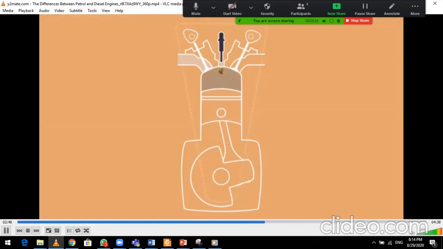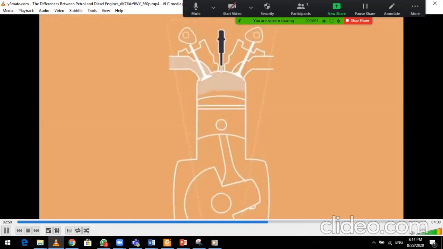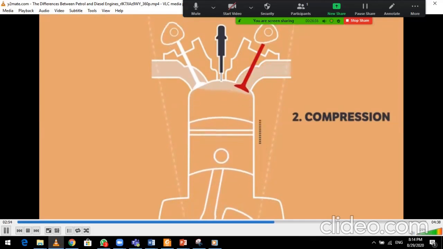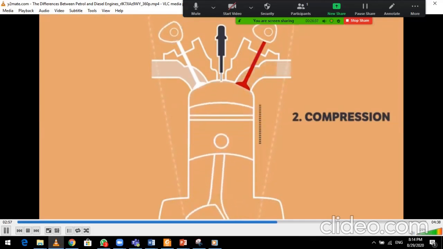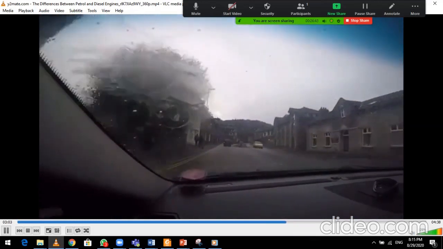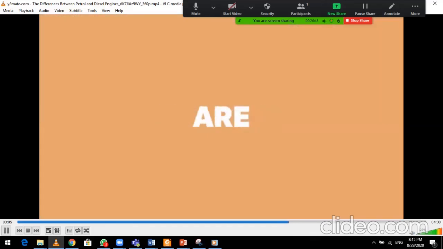In a diesel engine vehicle with no throttle body, engine braking occurs during the compression stroke, where the exhaust valve is open to allow pressurized air to escape. And the reason engine braking with diesel engines is so loud is because you're hearing that compressed air leaving the exhaust. So why exactly are diesel engines more efficient than petrol engines?